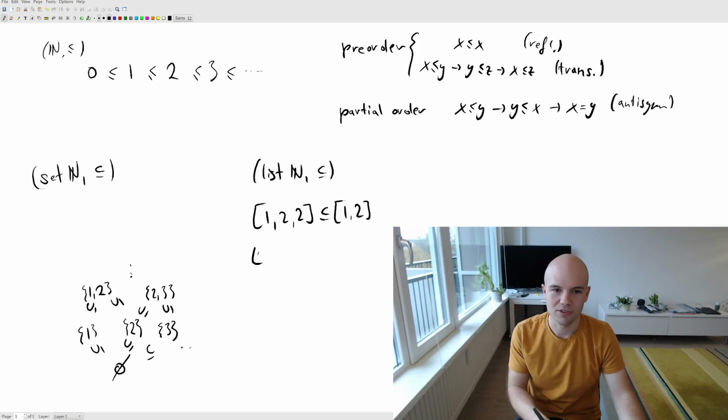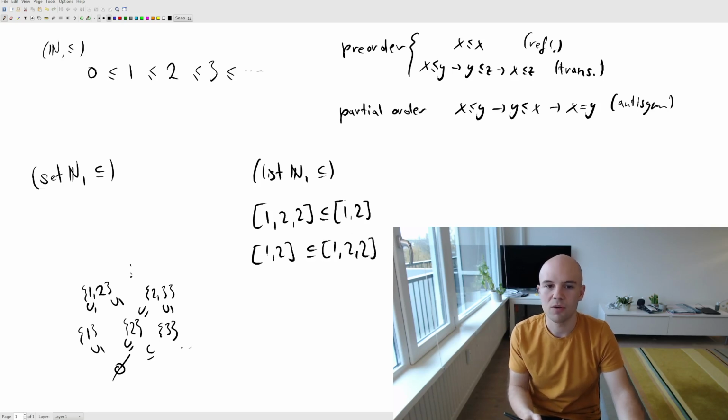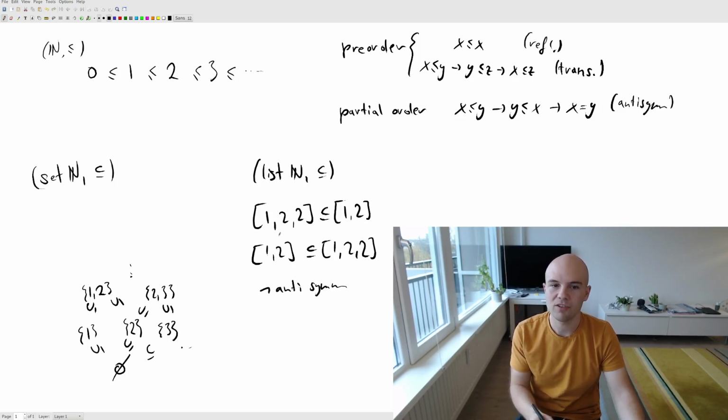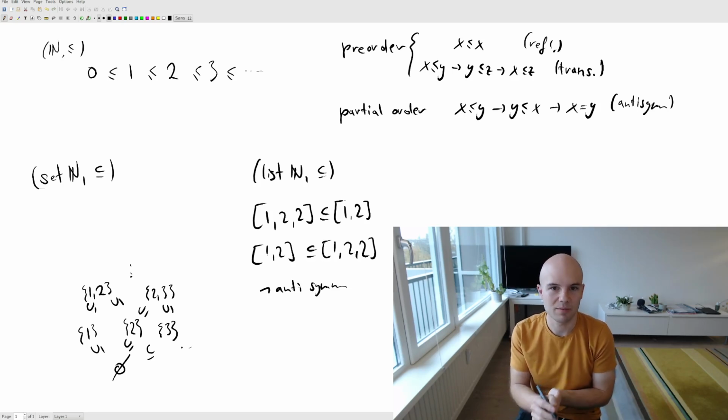And vice versa. So also the list 1, 2 is a subset of the list 1, 2, 2. So just comparing the elements, not how often or in which order they occur. And hence, the lists with the subset relation, they are not antisymmetric. But they're still a preorder, and we can use all the lemmas that we prove for preorders also for lists with the subset relation.